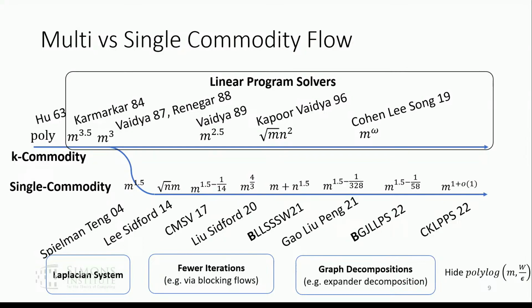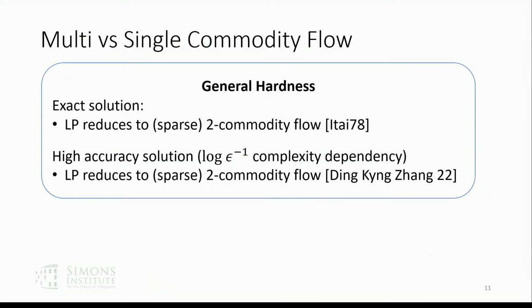Okay, so somehow it looks like multi-commodity flow is kind of different from single commodity, even though you're just adding one extra kind of flow in your graph. And that was studied: why is that different? There were some hardness results that suggest this is not just a coincidence. Back in the 70s, Itai showed that for any linear program, the task of solving it exactly can be reduced to solving a two-commodity flow instance exactly.